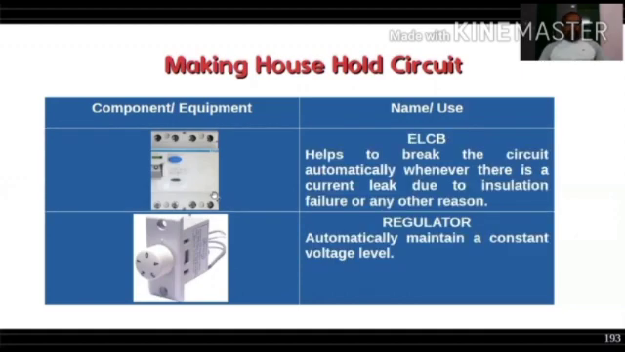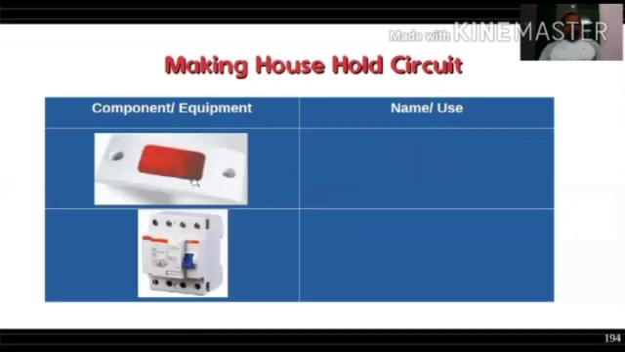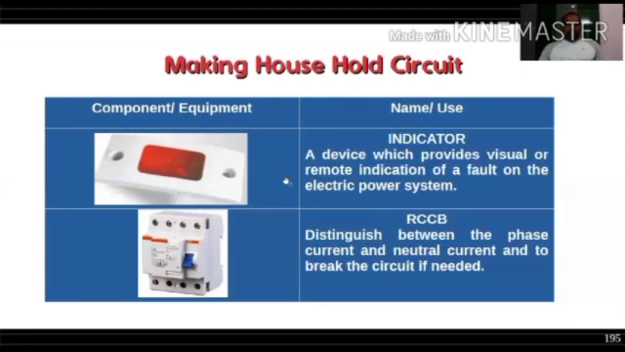ELCB helps to break the circuit automatically whenever there is a current leak due to insulation failure or any other reason. We have already learned about ELCB, earth leakage circuit breaker. Then the regulator automatically maintains a constant voltage level. Then indicator and RCCB. Indicators provide visual or remote indication of a fault on the electric power system. And RCCB distinguishes between the phase current and neutral current and breaks the circuit if needed.